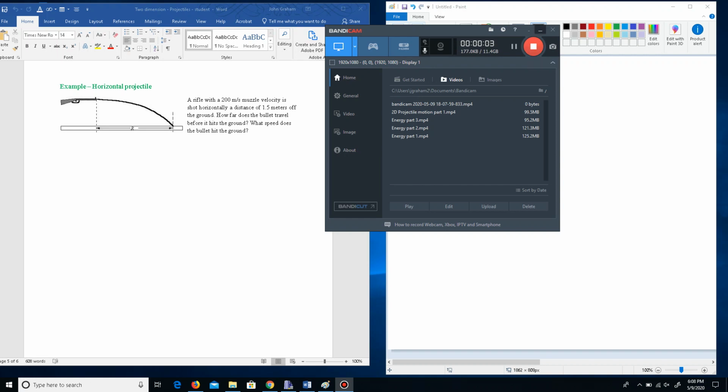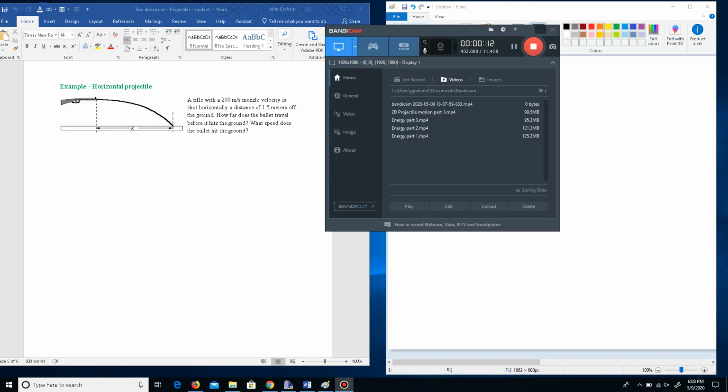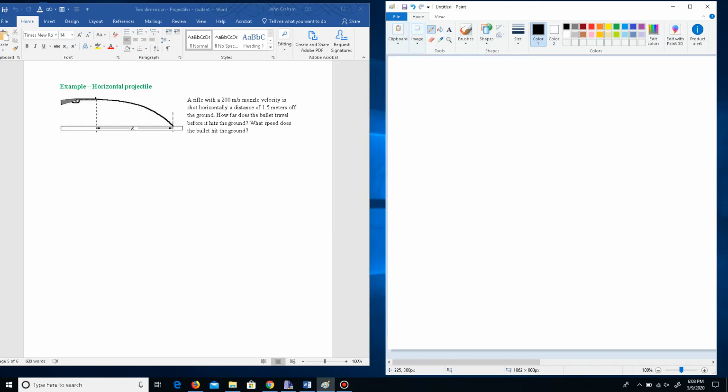Hi, this is Physics 1, Chapter 2, the Projectile Motion, Part 2. And I left off with these next two problems I was going to get into with projectile motion.